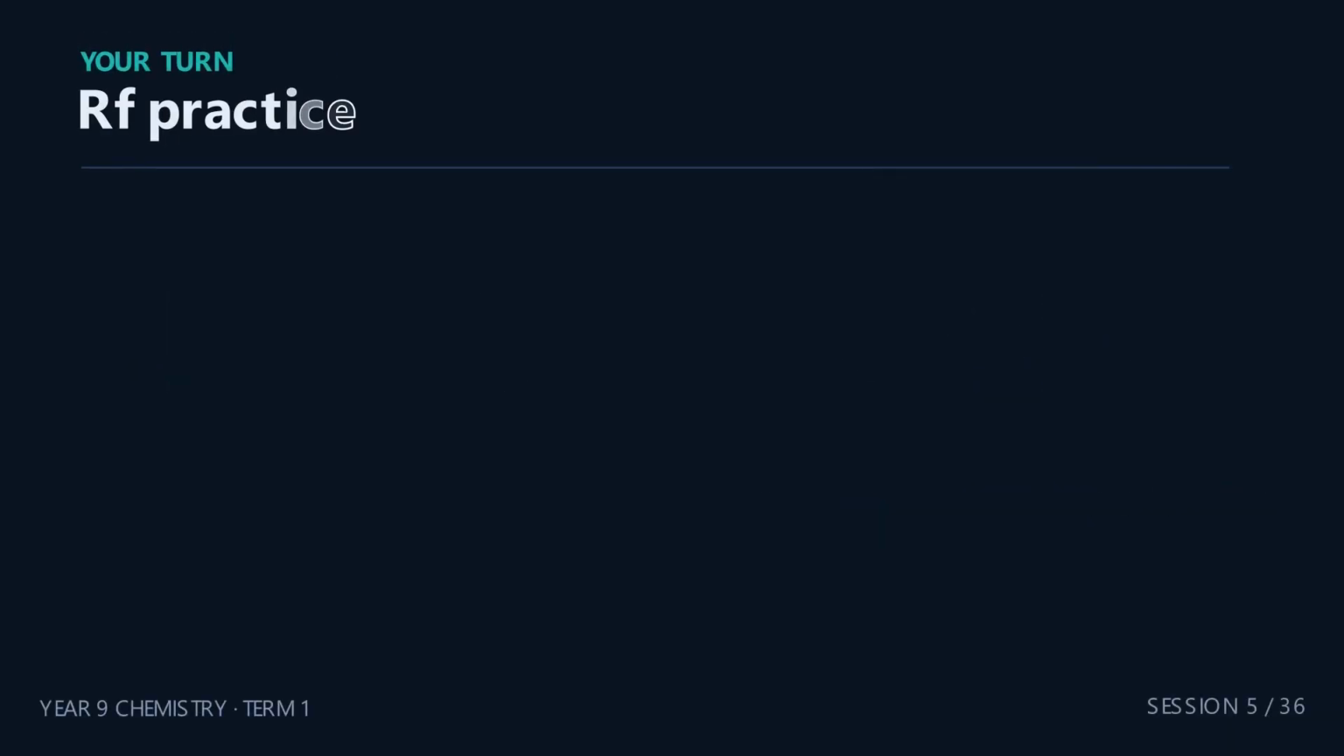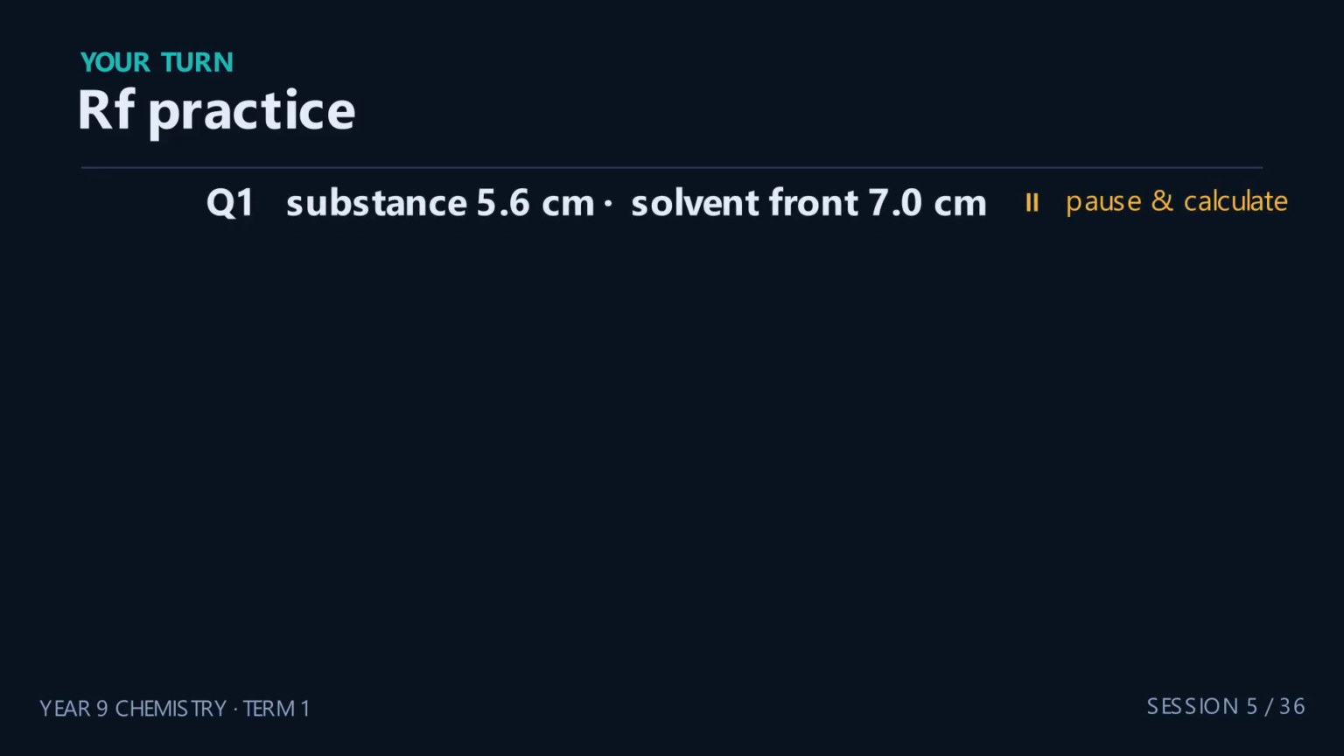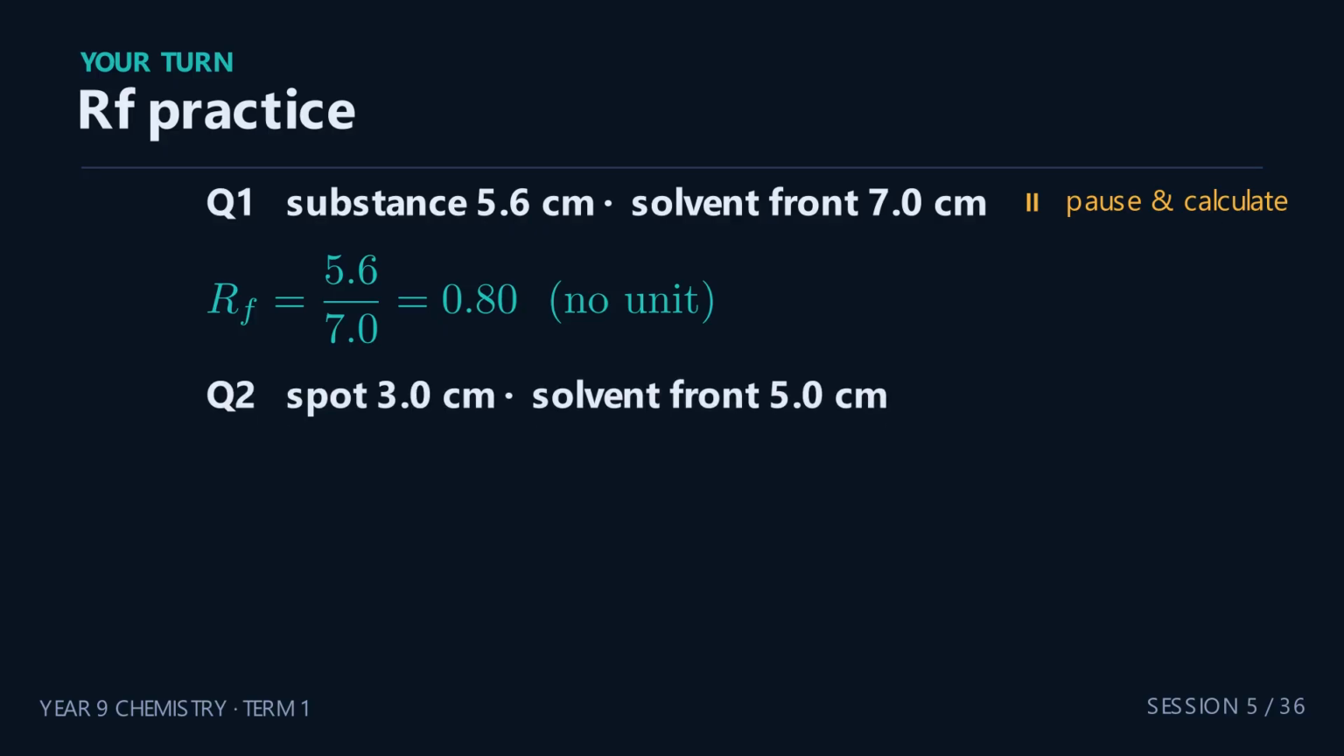Your turn. A substance moves 5.6 centimeters, and the solvent front moves 7.0 centimeters. What is its RF? Pause the video and calculate. 5.6 divided by 7.0 is 0.80. No unit. One more. A spot travels 3.0 centimeters, while the solvent front travels 5.0. Pause again. 3 over 5, 0.60.